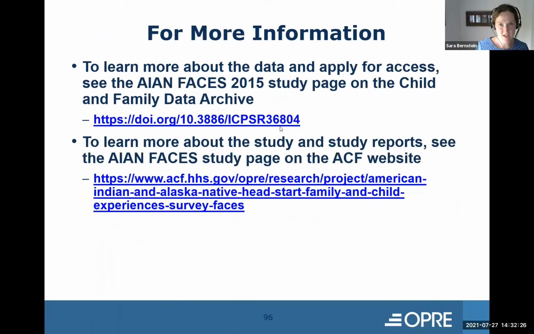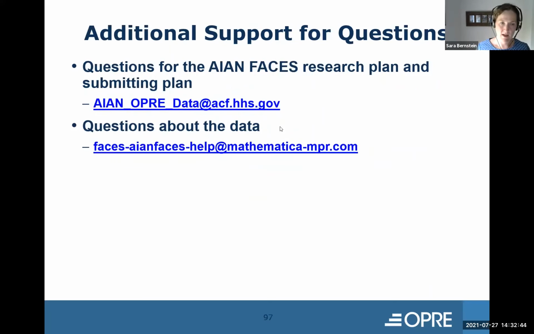And then for more information, you can go to the 2015 study page. You can also find some of the reports I was talking about earlier this morning, the data table reports, and the webinars on the ACF website. And then for questions about the research plan and submitting the plan, you would use the acfhhs.gov email. Once you have the data, for questions about the data, you would use the mathematica-mpr.com email. And that is all I have.